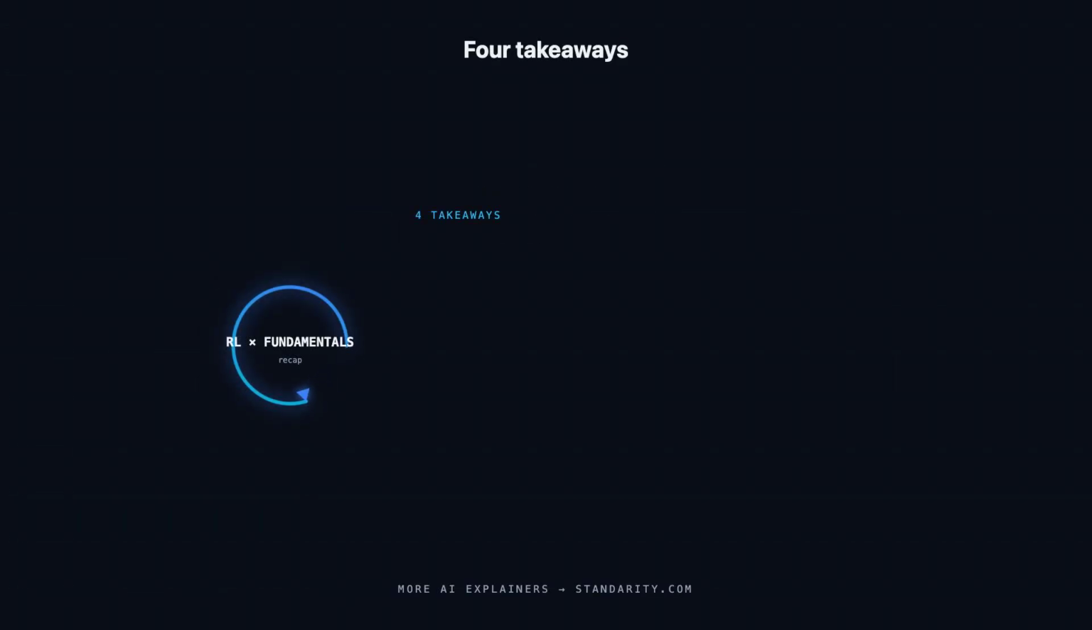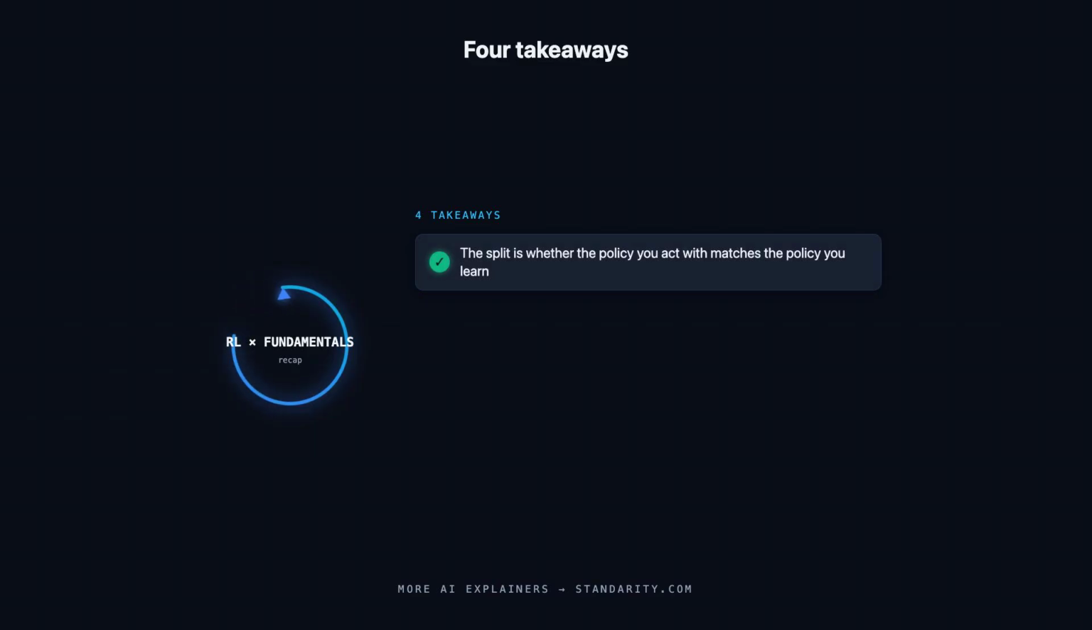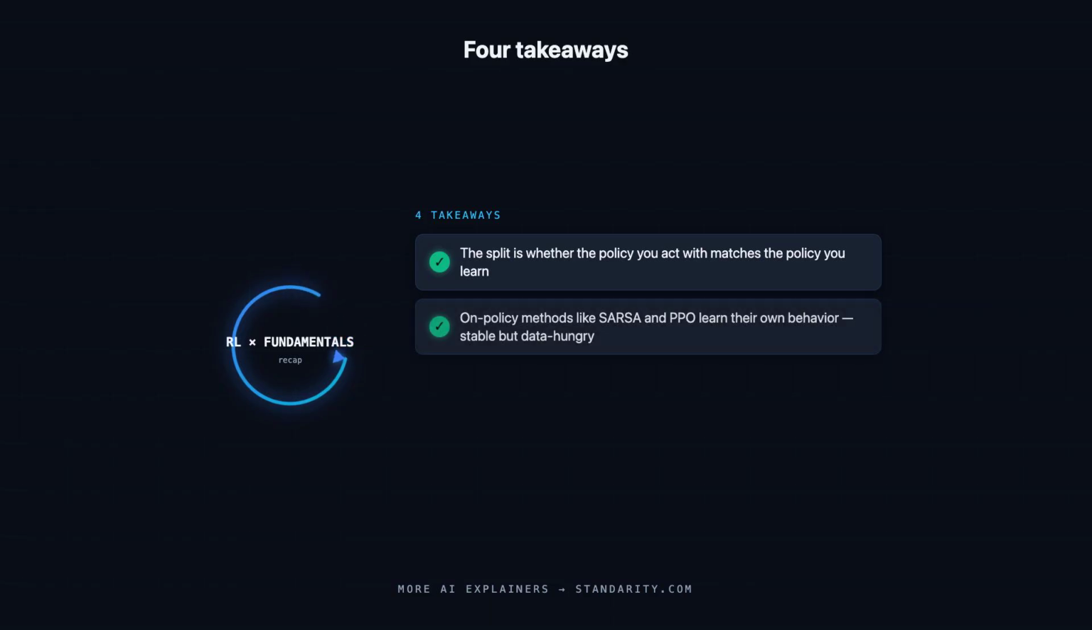All right, let's lock in the essentials. The distinction is about whether the policy an agent acts with matches the policy it's trying to learn, and that one choice shapes an algorithm's sample efficiency, stability, and reach. Methods that stay on policy, like SARSA and PPO, learn the very behavior they perform, staying stable but discarding their data after each policy update.